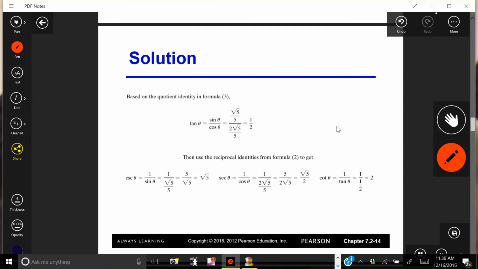So, given that tangent of theta is sine theta over cosine theta, we just take the ratio of sine of theta over cosine of theta, which were given on the previous slide, and that is the square root of 5 over 5 divided by 2 square roots of 5 over 5, which is square root of 5 over 5 times 5 divided by 2 square roots of 5. And then we get 1/2.